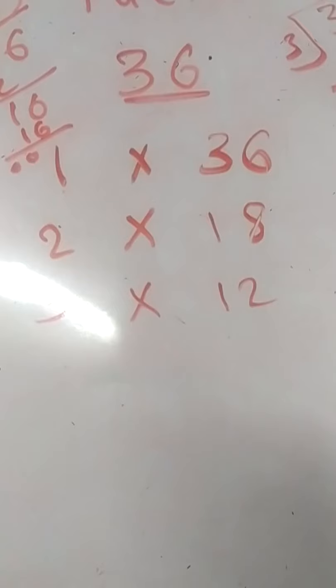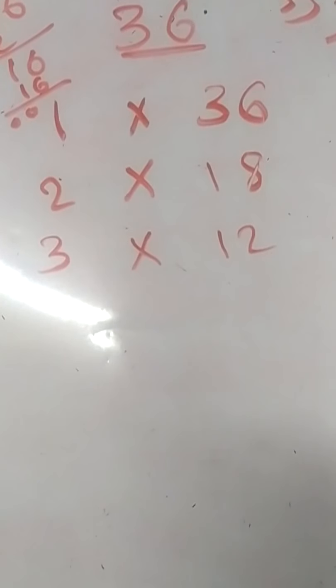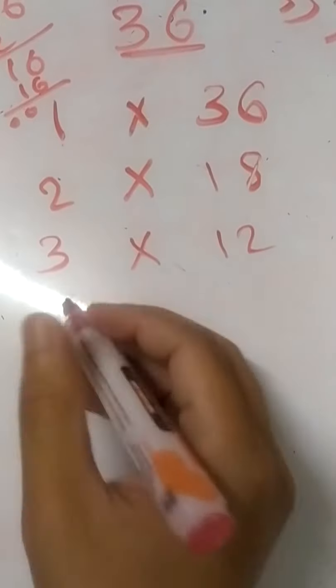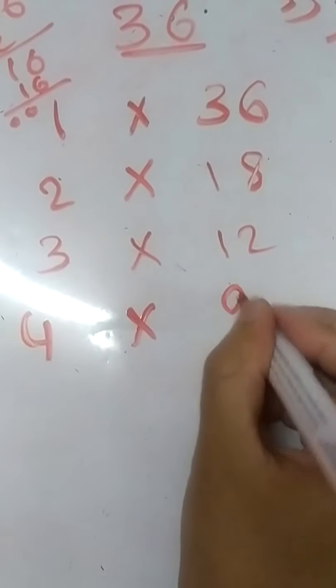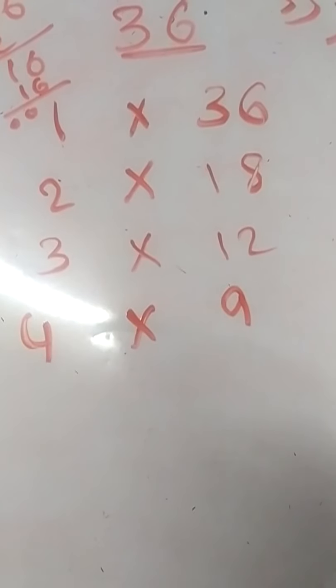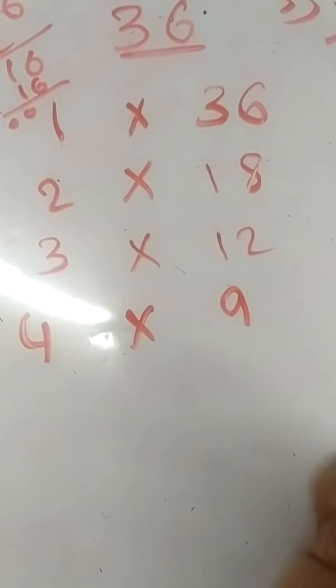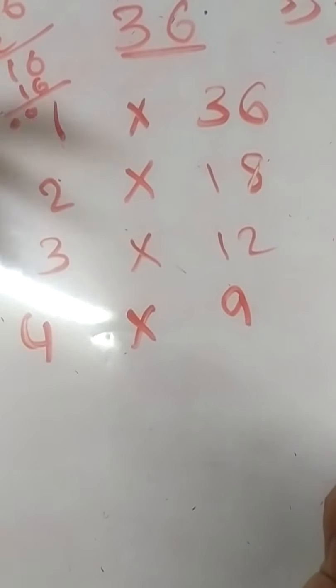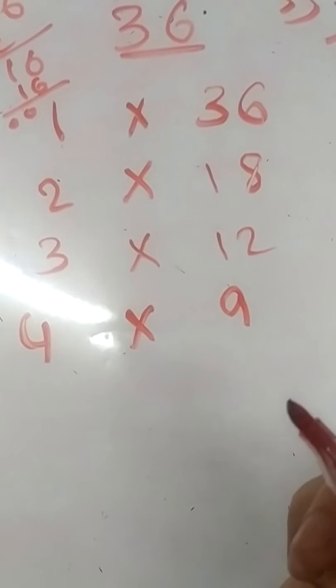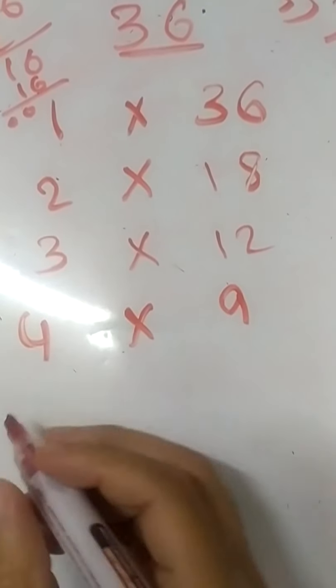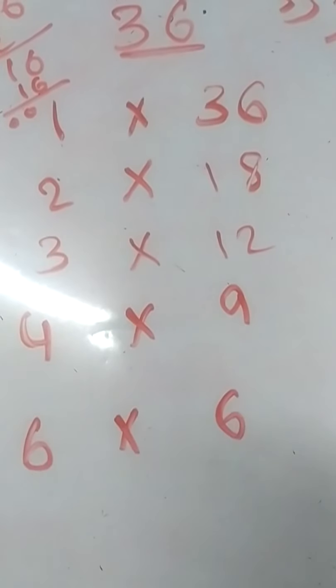And then I ask myself, is 36 divisible by 4? I know that if half of the number is even, the number is divisible by 4. And also we have 36 in the times table of 4. So you know that 4 multiplied by 9 equals 36. And then you ask yourself, is 36 divisible by 5? We know that a number is divisible by 5 when it ends in 0 or 5. So 36 is not divisible by 5. So I'm going to skip 5 and move to 6. Is 36 divisible by 6? Yes, we all know that 6 times 6 equals 36.